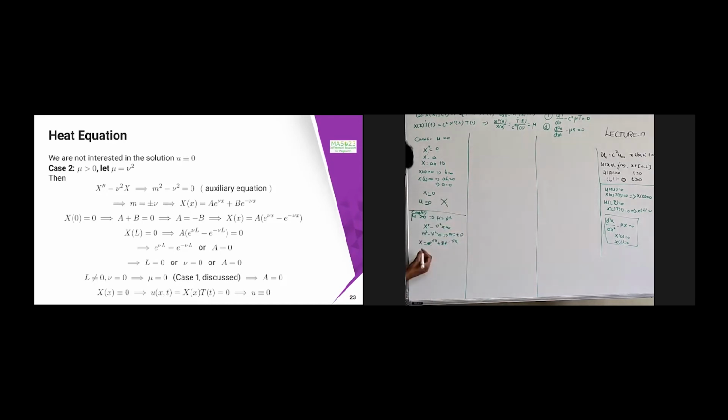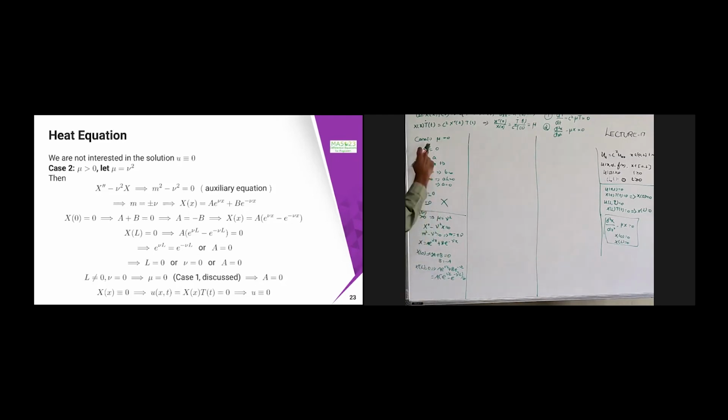Again, substitute that value x of 0. So this is going to become a plus b equal to 0. x of 0 equal to 0 implies a plus b equal to 0, which implies b equal to minus a. So x of L equal to 0 implies a e power mu L plus b e power minus mu L, but already b is minus a, therefore this is going to become a into (e power mu L minus e power minus mu L) equal to 0. So this is going to be 0 only if mu equal to 0. One minus one is going to come, therefore it is going to become 0.